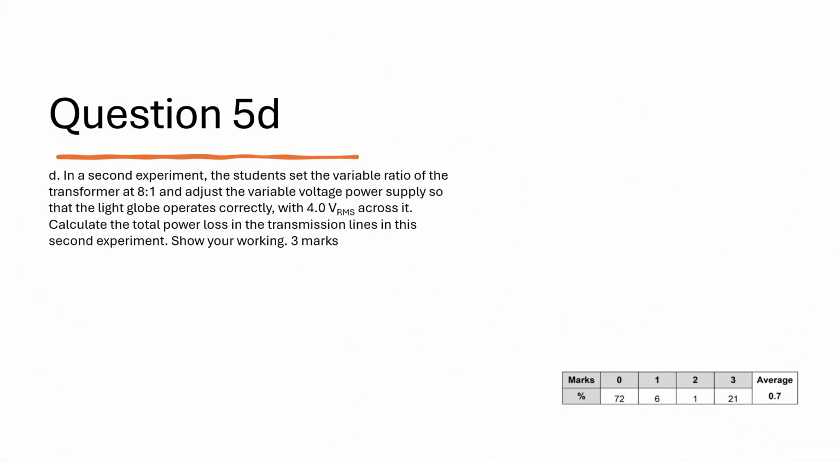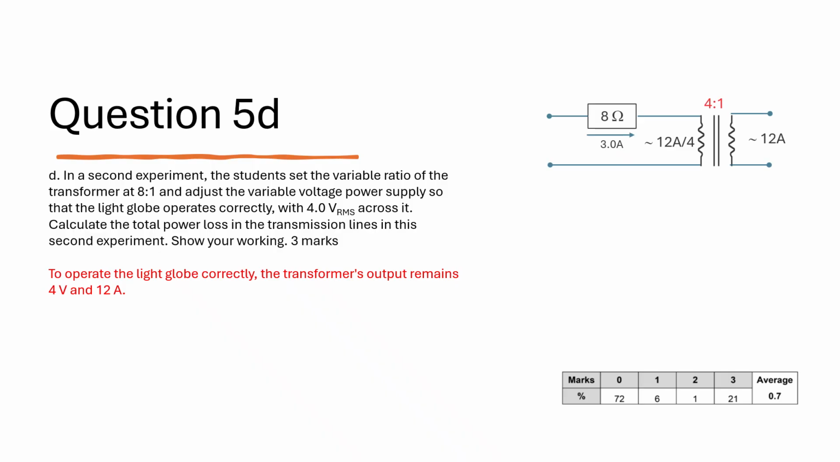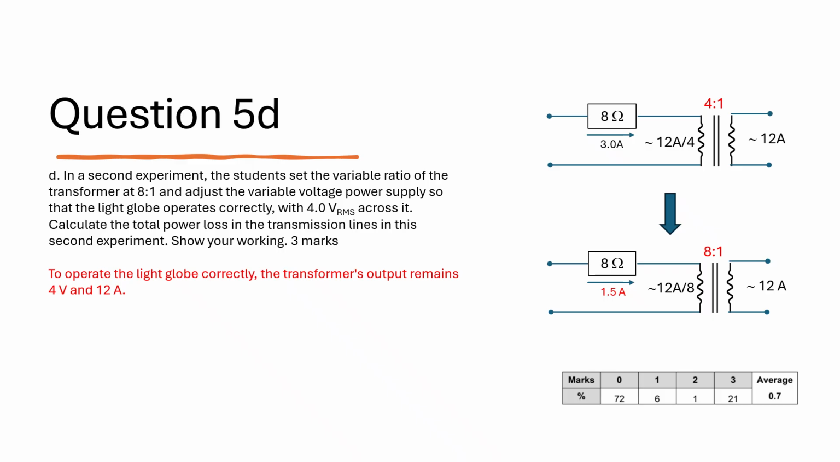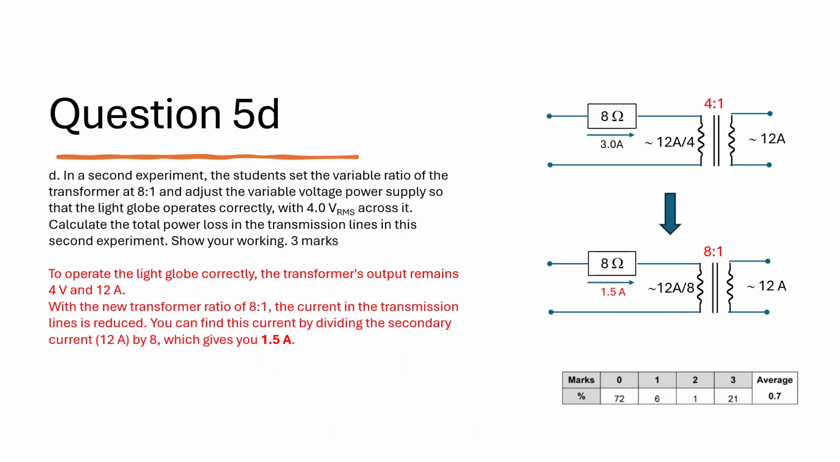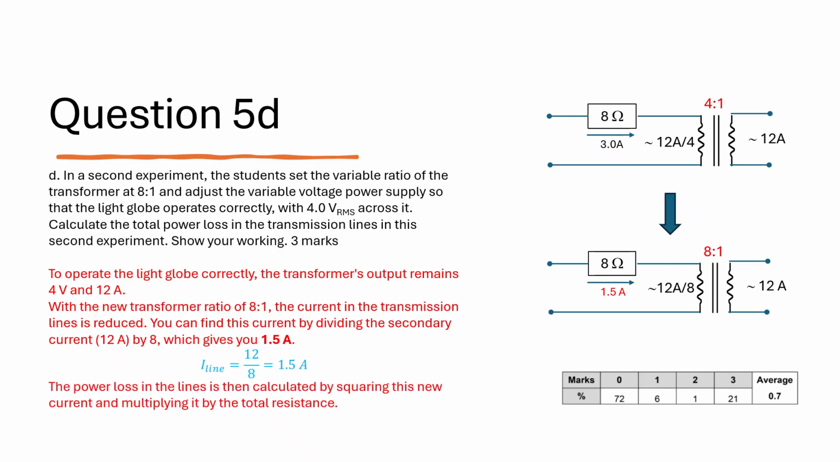To operate the light globe correctly, the transformer's output remains 4V and 12A. With the new transformer ratio of 8:1, the current in the transmission lines is reduced. You can find this current by dividing the secondary current, 12A, by 8, which gives you 1.5A. The power loss in the lines is then calculated by squaring this new current and multiplying it by the total resistance.